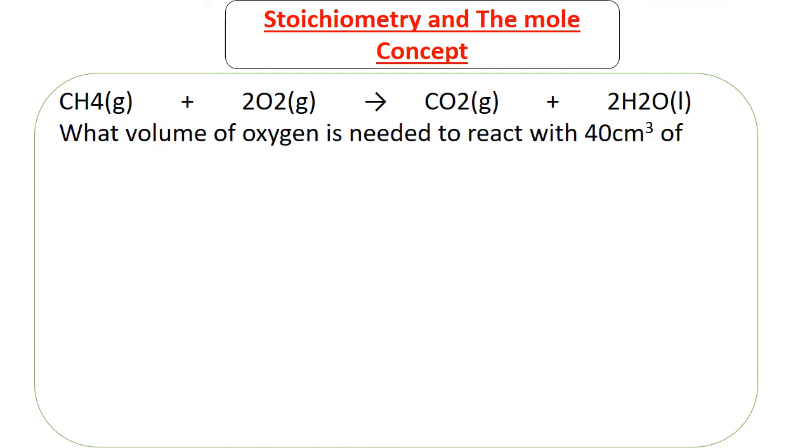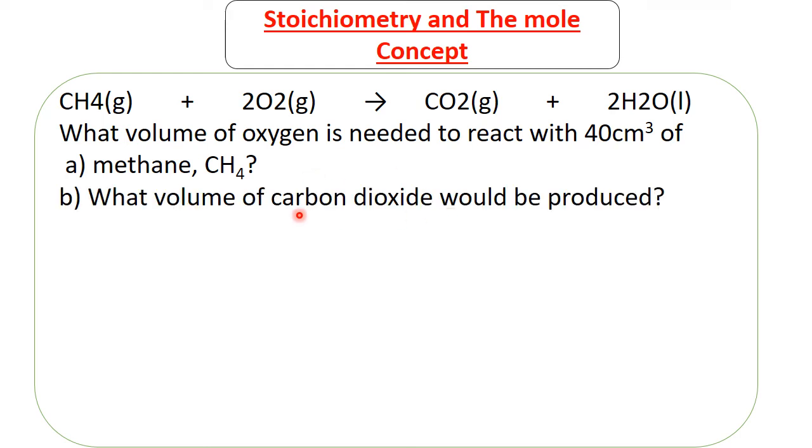So there is this example. I've got this equation. We have CH4, 2 oxygens, carbon dioxide, and water. So what volume of oxygen is needed to react with 40 centimeter cubed of methane? Methane is this one, CH4. So this is very simple. Let's see question 2. What volume of carbon dioxide is going to be produced in this reaction?